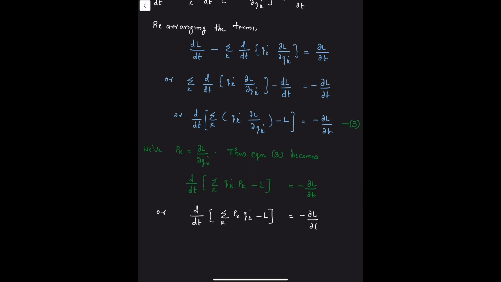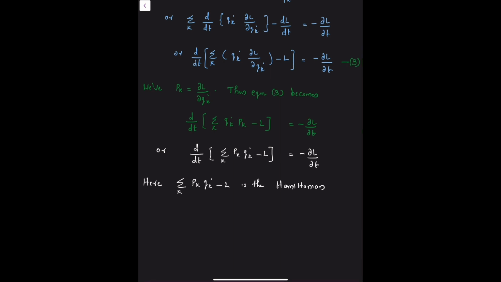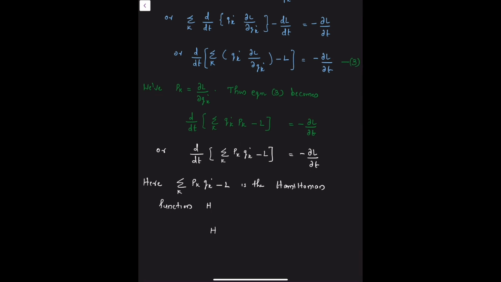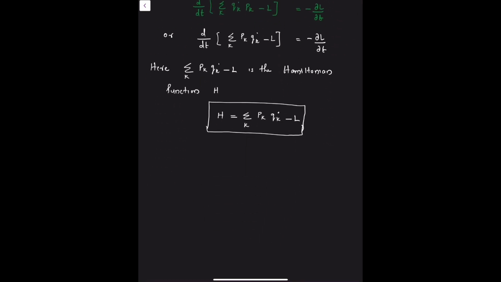Now, the thing inside the bracket, that is sum over k pk qk dot minus L, is nothing but the Hamiltonian function H. So H is equal to sum over k pk qk dot minus L. This is the expression for the Hamiltonian function. Thus, if you have the Lagrangian, then you can obtain the Hamiltonian from the equation sum over k pk qk dot minus L.